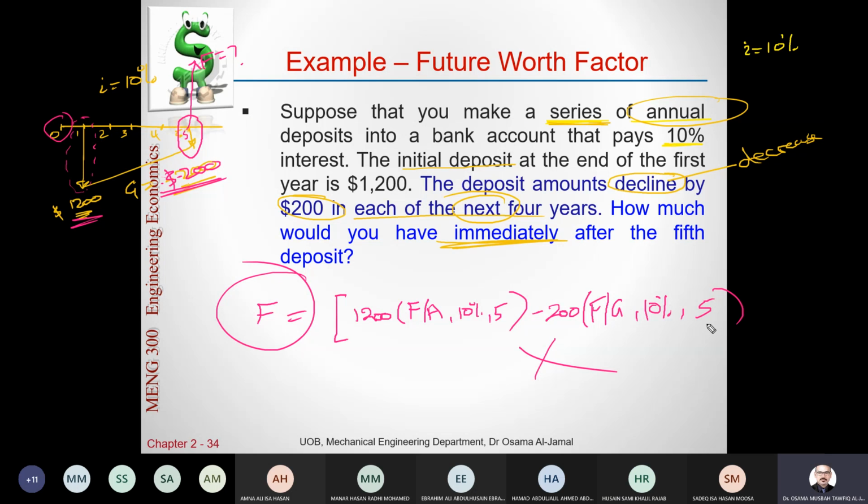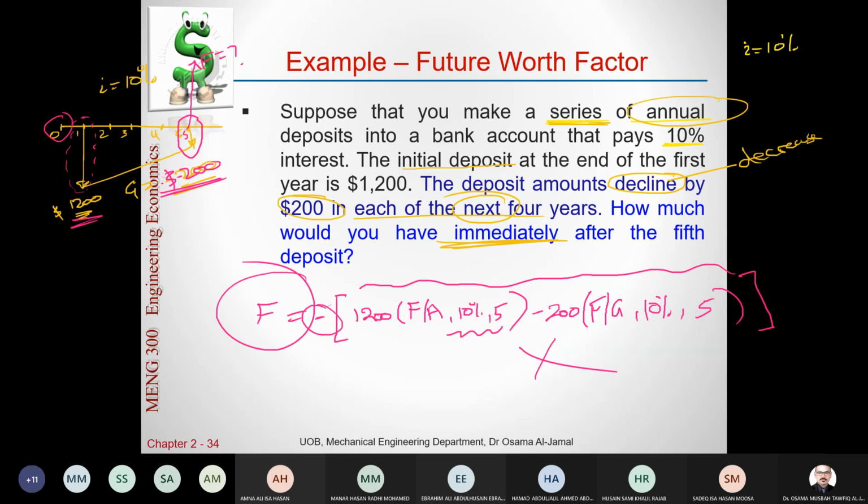Why did you put 5 years? It must be the same as this one here. Thank you, Hussein. Now, this is downward. We can put a negative sign outside if we have a mix of cash flows. So if you distribute this, it becomes negative 1,200 F given A, 10%, 5, negative multiplied by negative, plus 200 F given G, 10%, 5. We took a common factor for this calculation.